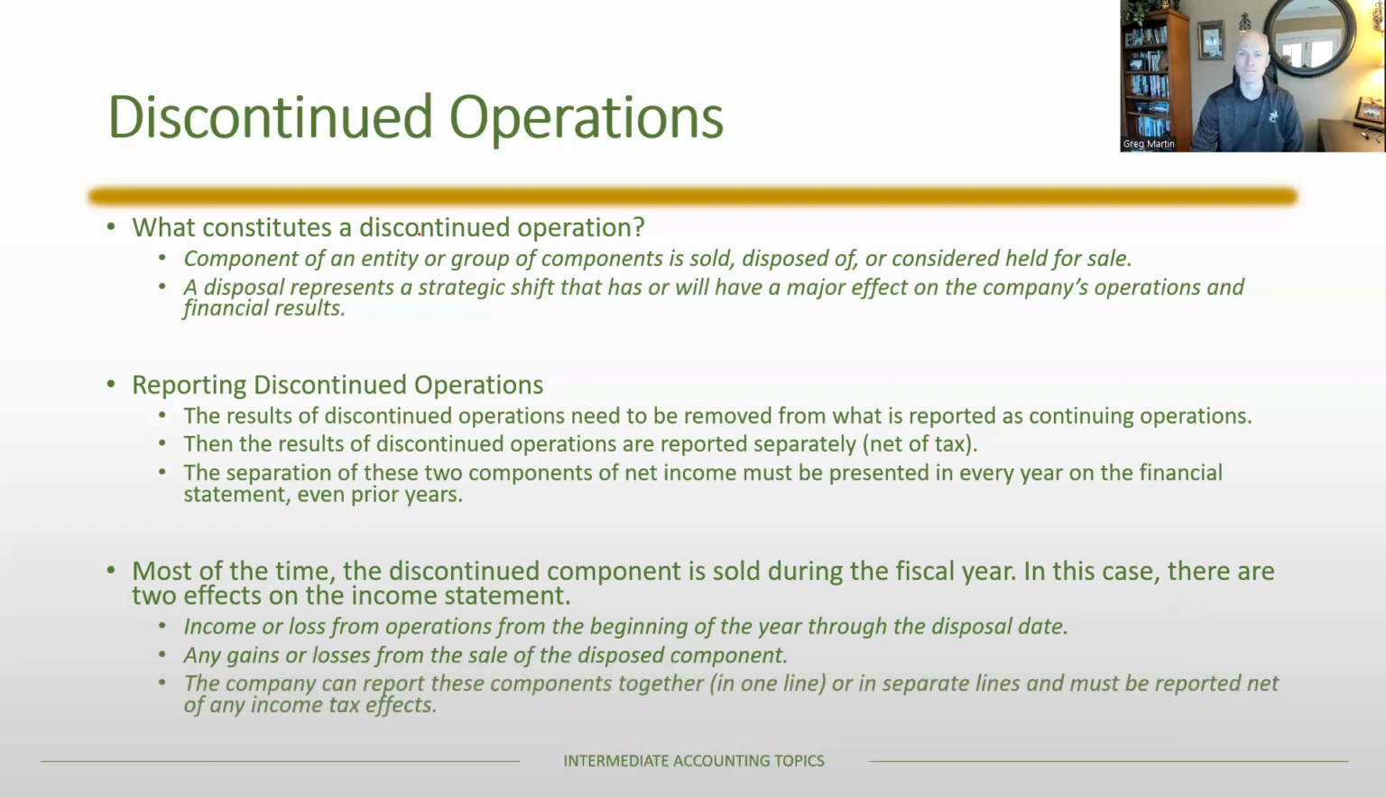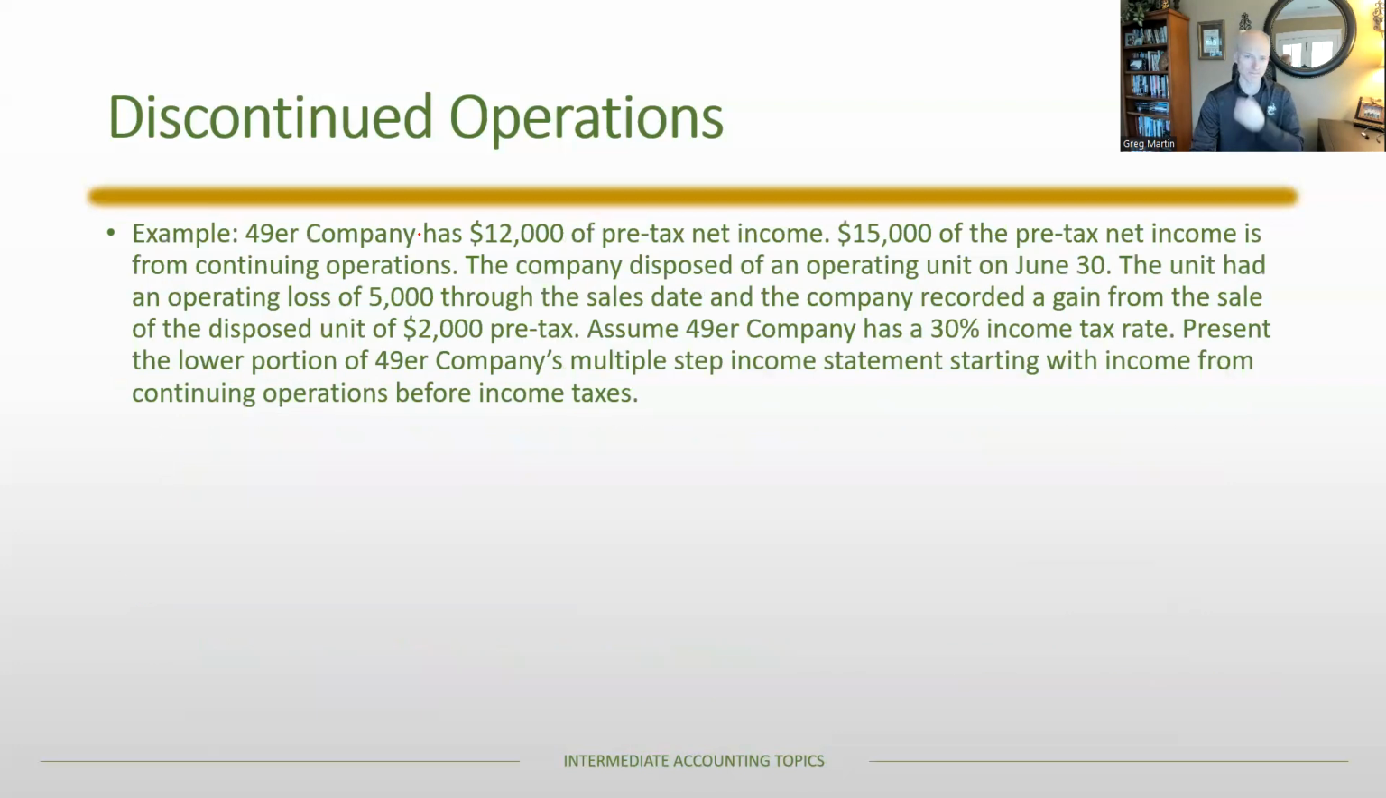All right, so you can separate them. They can be one line, but no matter how you report it, it needs to be net of tax. And so we're going to do another example here. So $12,000 of pre-tax net income, $15,000 is from continuing, and the other $3,000 obviously then is from discontinued.